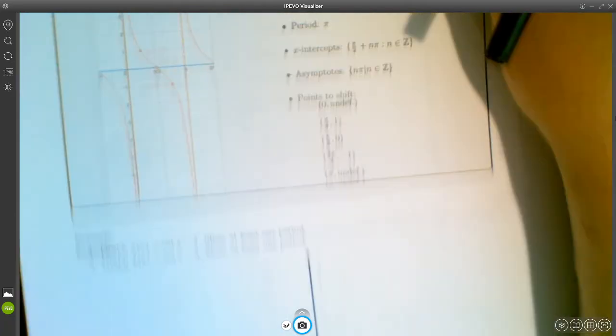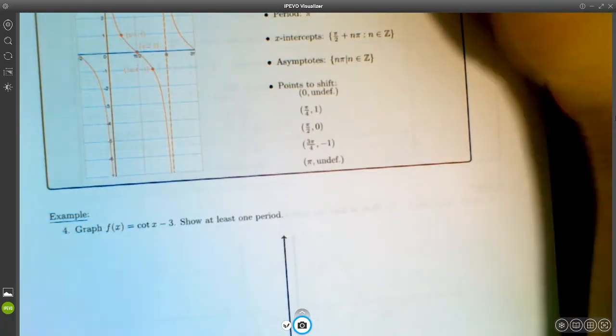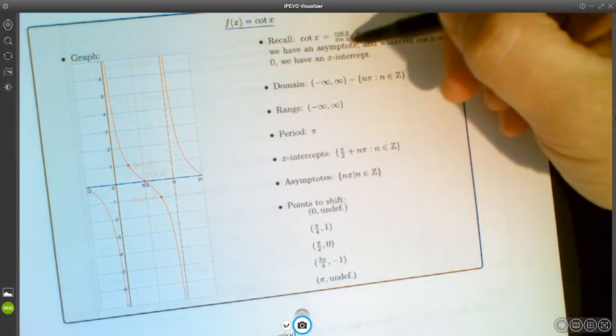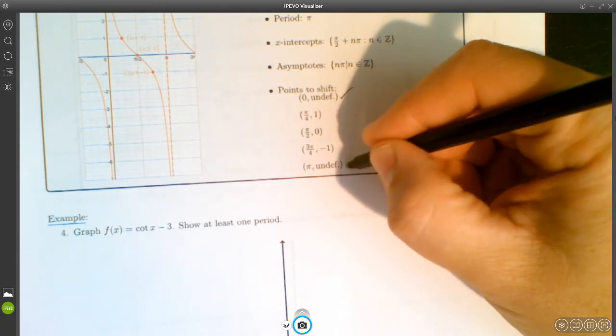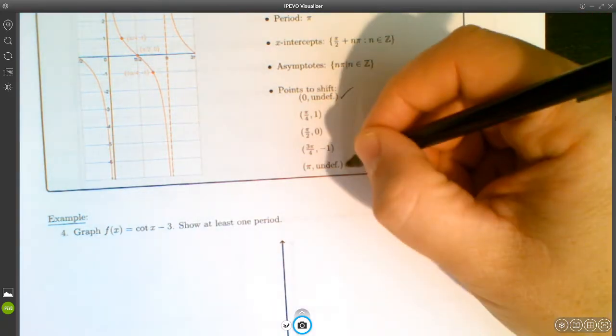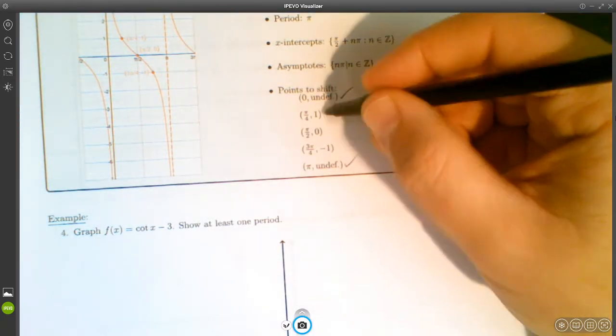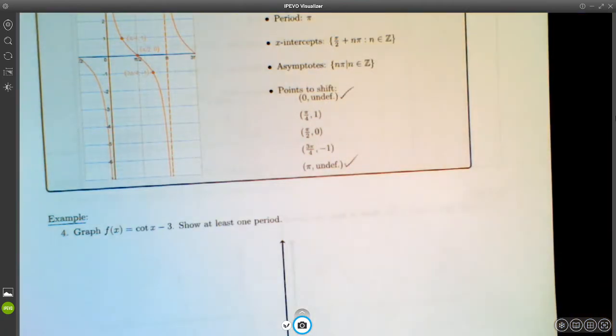So for the cotangent function, you're going to have an asymptote whenever sine is 0. So you're going to have an asymptote at 0 and at pi, right? So you're going to have asymptotes at 0 and at pi. And then in between those asymptotes, I want you to shift around these 3 points. So let's practice doing that.